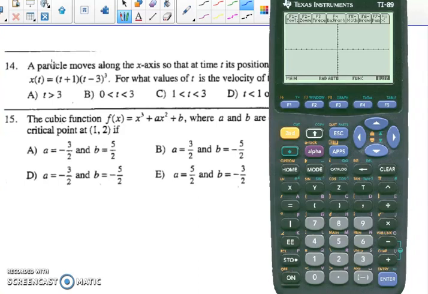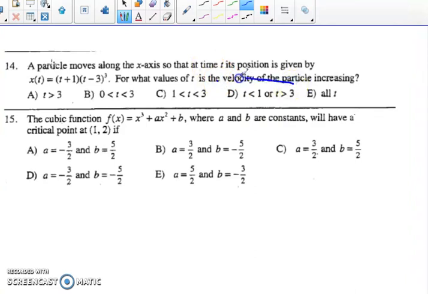This one is taking a while to graph. Let's see. I'm going to hit the on button. Oh, nope, I'm not going to hit the on button. Okay, recall we're looking for where acceleration is positive. So it looks like where t is less than 1 and greater than 3. And that should be answer choice D.